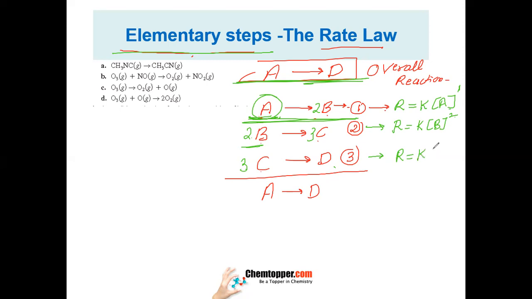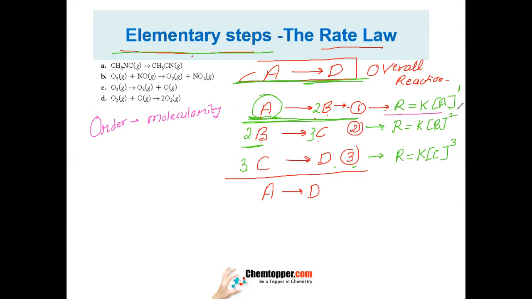Yes, K times concentration of C raised to power 3. This is for the third, right? So the rate law from the elementary steps is from the reactants and the order is the coefficient. Here the order is the molecularity of the reaction. In elementary steps, order is also called molecularity. Molecularity means how many molecules are involved.